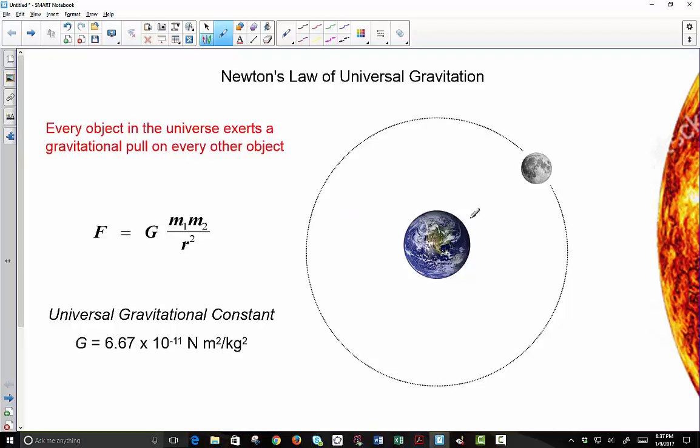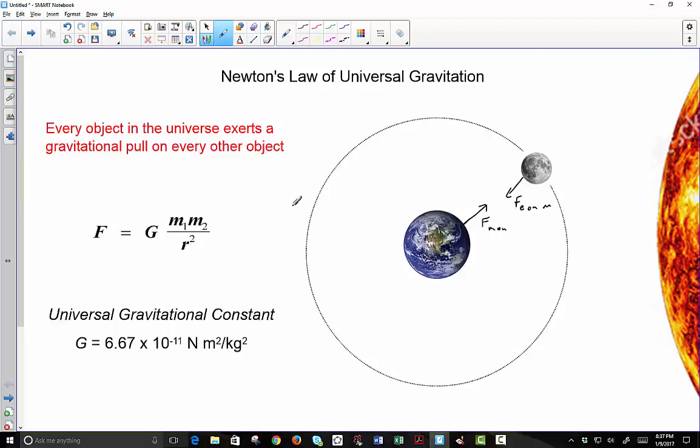We can go out and Earth pulls on the moon, but the moon pulls on the Earth. And those forces are equal in magnitude. So we have the force of the moon on the Earth that's equal in magnitude, but opposite in direction to the force of the Earth on the moon. And this creates the tides on Earth, and it holds the moon in orbit. Anyway, that's Newton's third law, but universal gravitation says that this happens for everything.